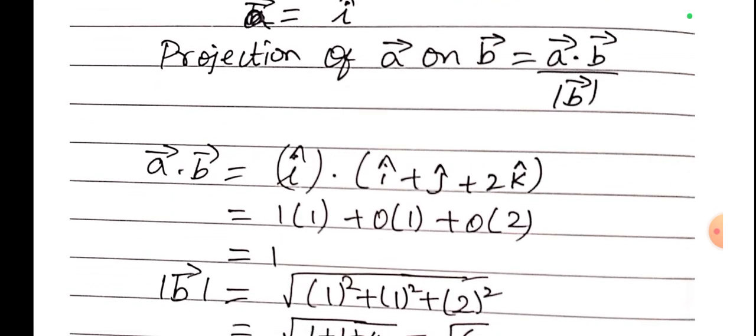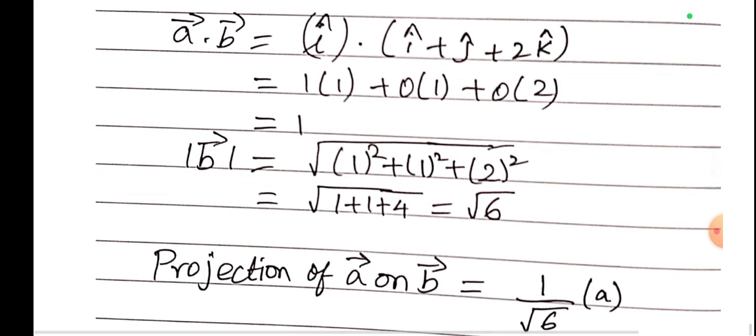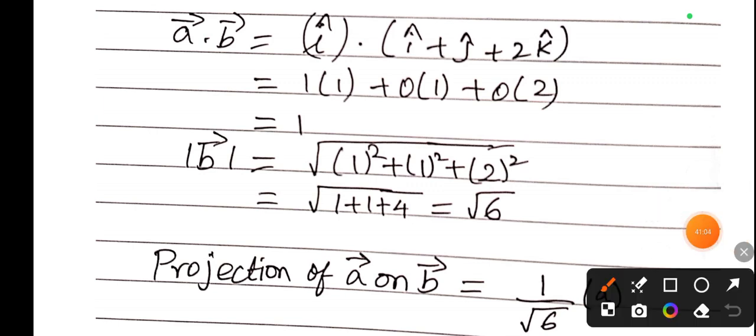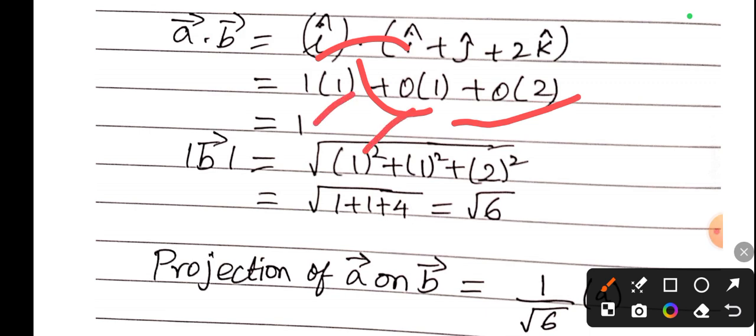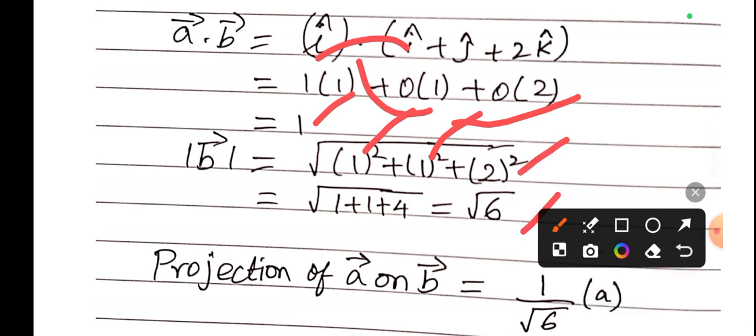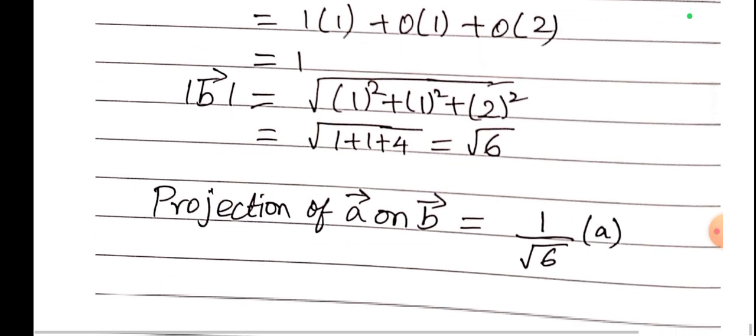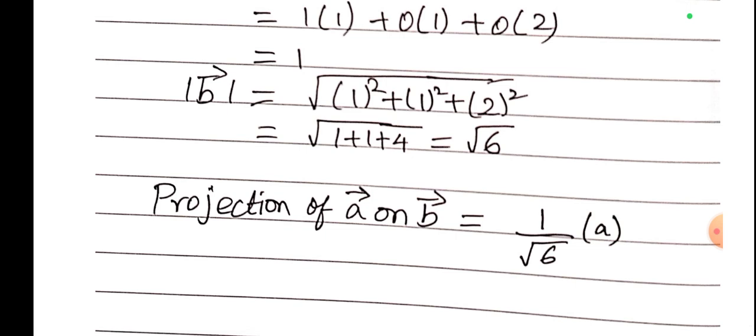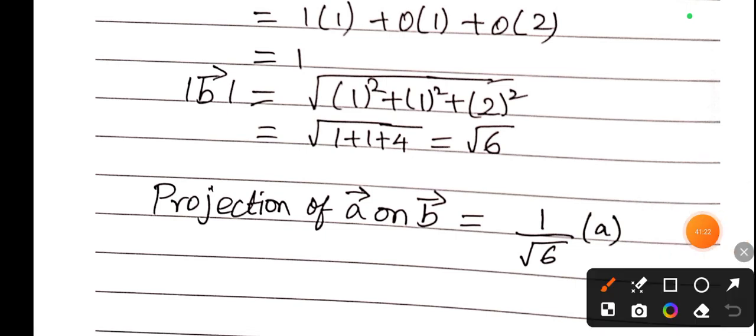The formula for the projection of a vector on b vector is a vector dot b vector by magnitude of b vector. Substitute. So a dot b: 1 into 1, and j nothing is there, 0, then 0 into 2. So we got a dot b is 1. Then the magnitude of b vector is root over 1 square plus 1 square plus 2 square, so root 6. So the projection of a on b is 1 by root 6, children.